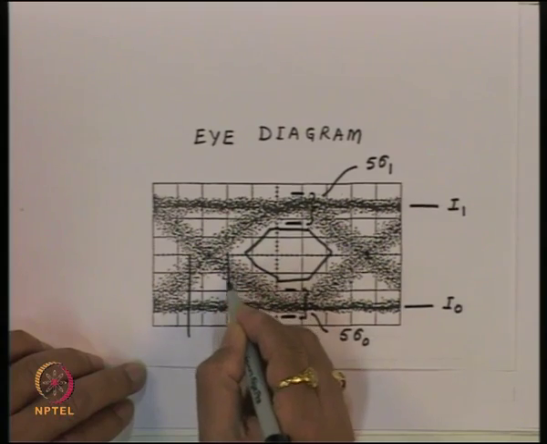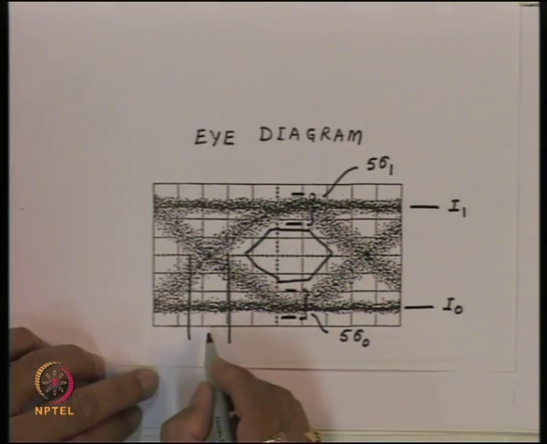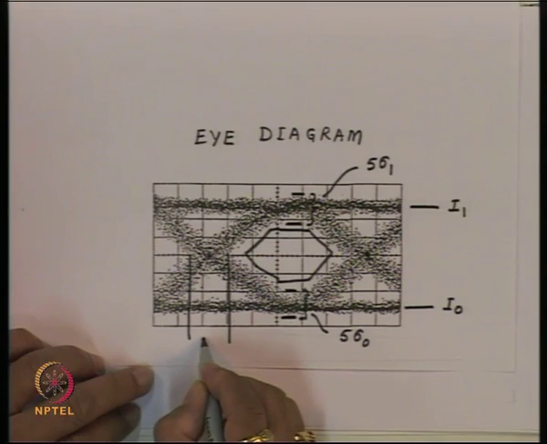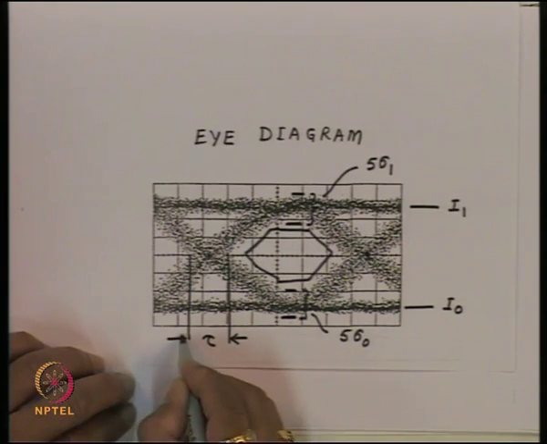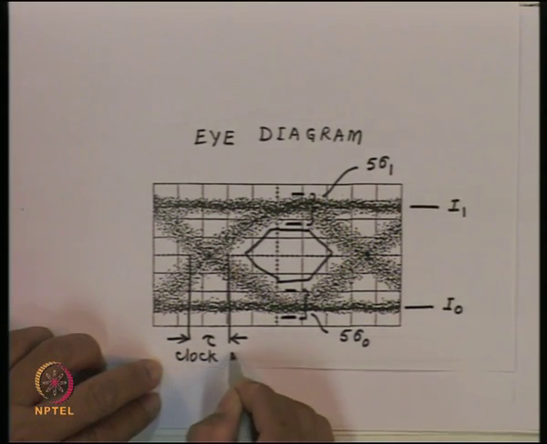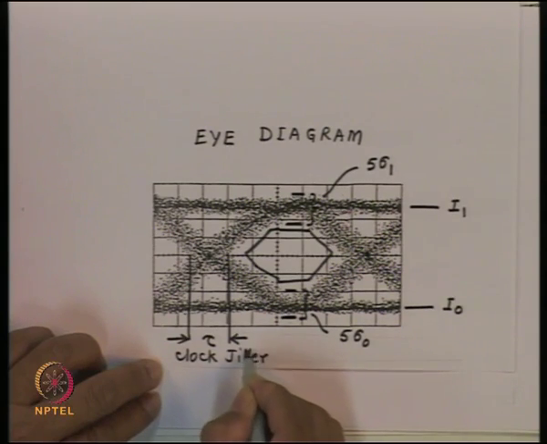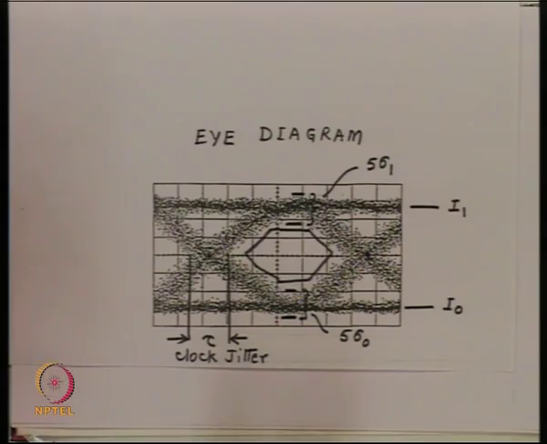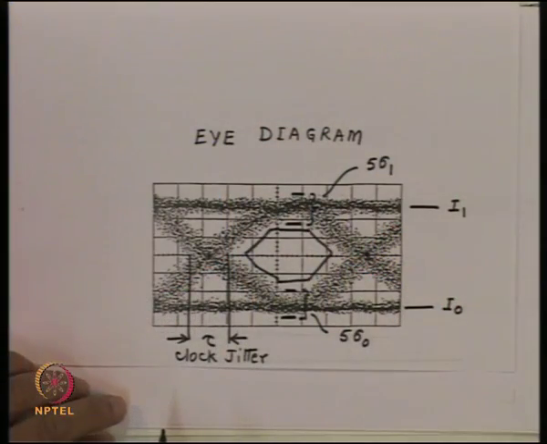So, we can take the deviation from this direction, and that essentially is what is called the tau, which is the clock jitter. Clock jitter is the random fluctuation of the clock with respect to the data, and because of that, when we try to sync the data with the clock, this period is not perfectly synced, and because of that we have a random fluctuation in this point.